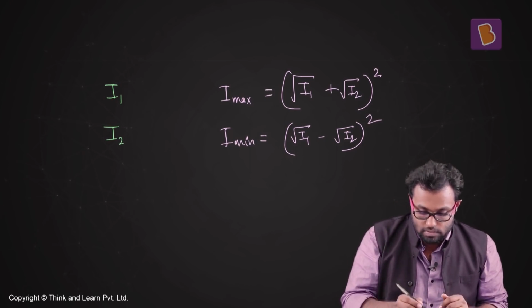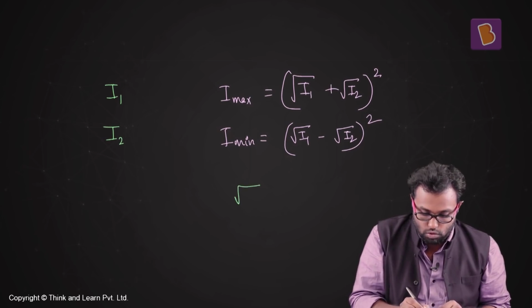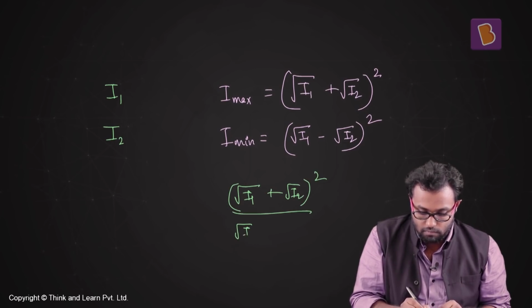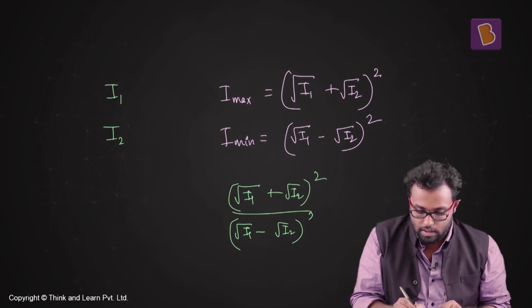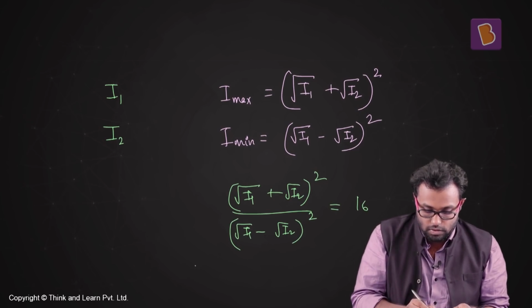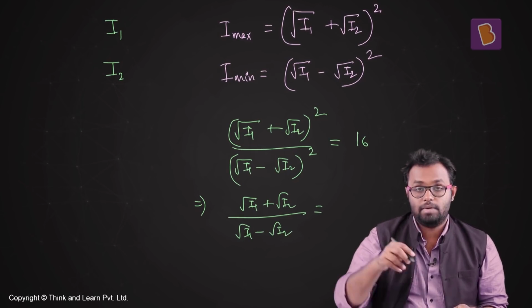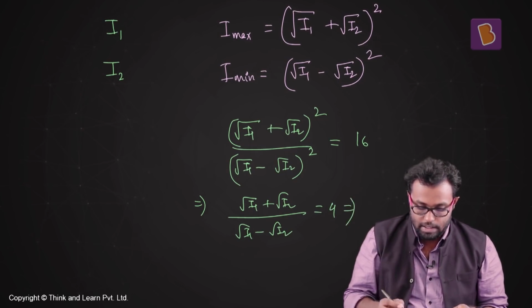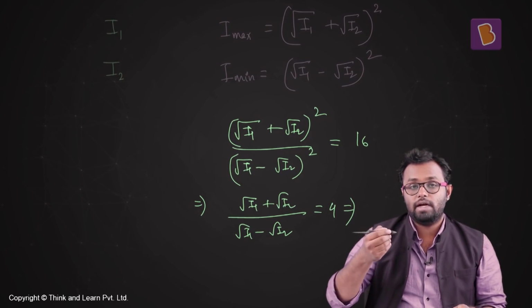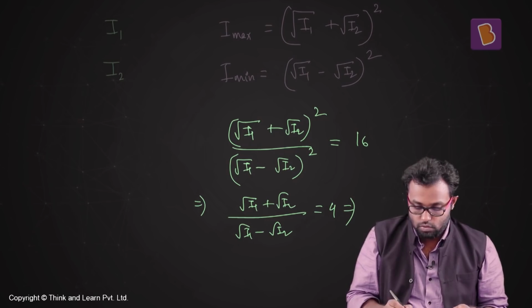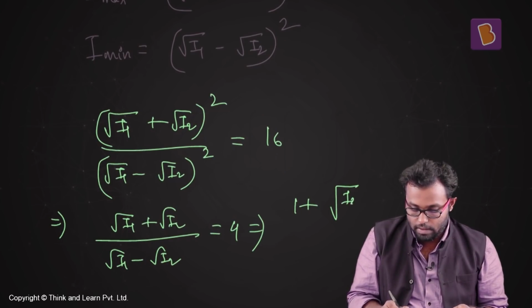So now the ratio of these two things is given as 16. So I can say root over I1 plus root over I2 whole squared divided by root over I1 minus root over I2 whole squared is equal to 16. So this becomes root over I1 plus root over I2 upon root over I1 minus root over I2 is equal to, taking square root on both sides, 4. I'm going to divide the numerator and denominator by root over I1. So it will become 1 plus root over I2 by I1 upon 1 minus root over I2 by I1 equal to 4.